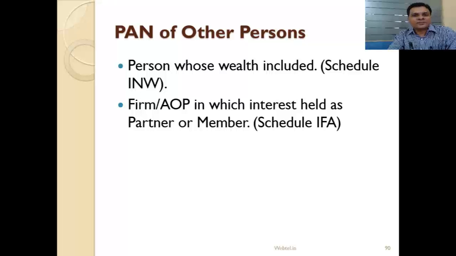Then PAN of some other persons needs to be given. Person whose wealth is included in your wealth tax return, schedule INW, and also firm AOP in which interest is held as partner or a member in schedule IFA. So please take PAN of these persons because it needs to be disclosed.